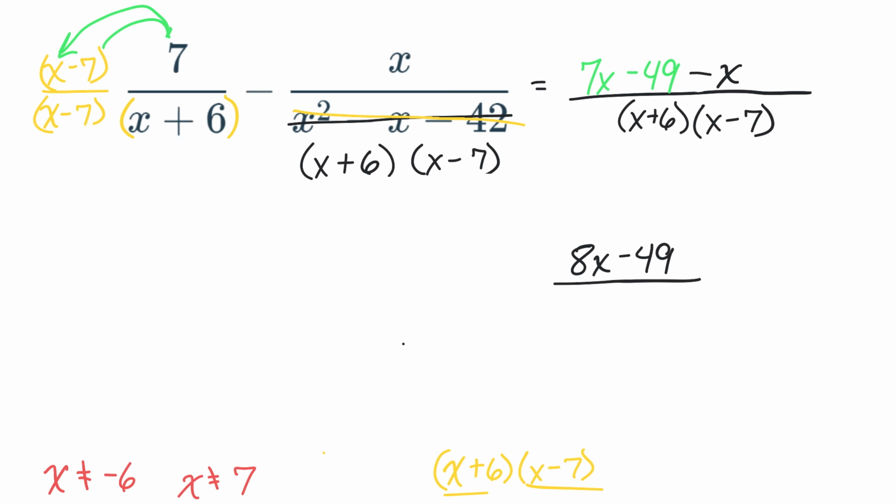This would be minus x. So 7 minus x would be 6x over x plus 6, x minus 7. Is the numerator factorable at all? 49 only has 7, so no.